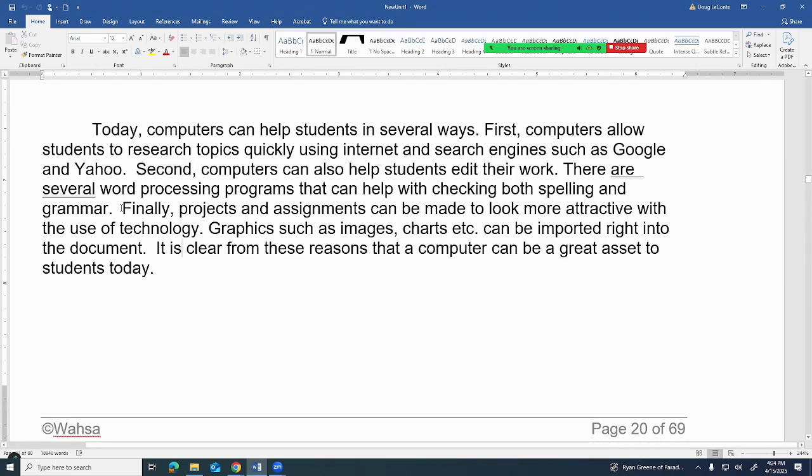And then finally, so our final example, projects and assignments can be made to look more attractive with the use of technology. Graphics, such as images, charts, etc., can be imported right into the document. It is clear from these reasons that a computer can be a great asset to students today.